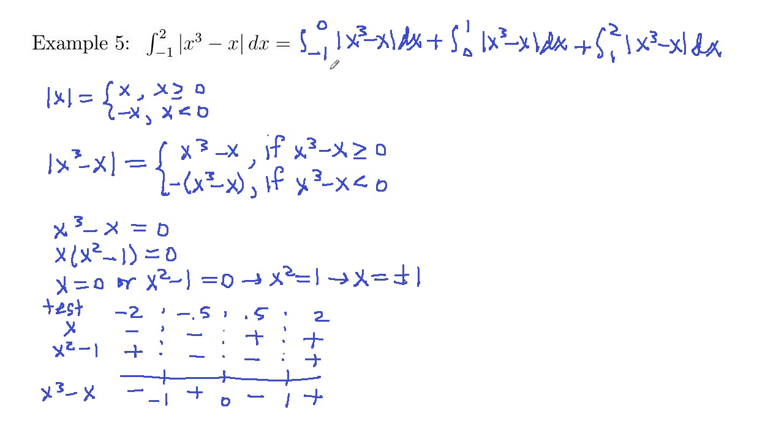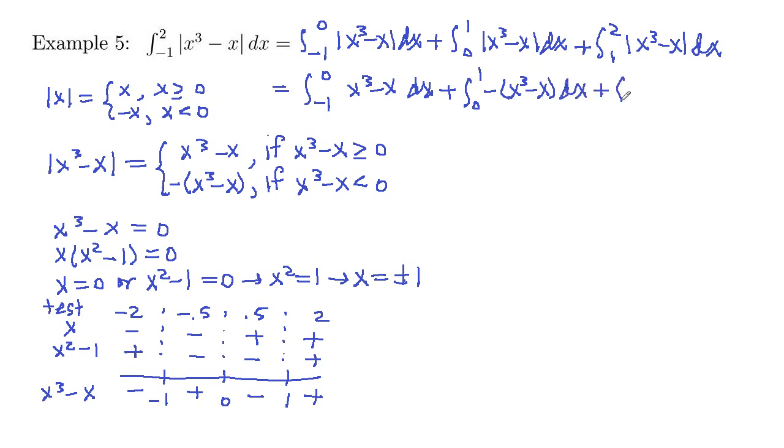So why do we break it up like this? Well, between negative 1 and 0, that's in this range here, our function's positive. So that's this case here, you can just drop the absolute values. So in the next step, this will be integral negative 1 to 0, x cubed minus x dx. And here between 0 and 1, that's in this range, function's negative. So if x cubed minus x is less than 0, the absolute value gets replaced with a negative sign. So this would be integral 0 to 1, negative of x cubed minus x.